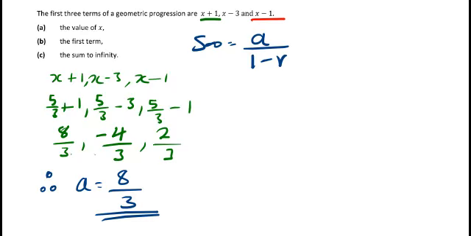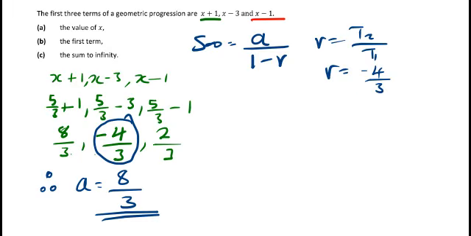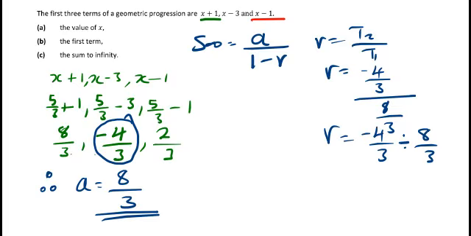So you first need to find the common ratio, which is equal to t2 over t1. The common ratio will be, now you get your t2 to be negative 4 over 3. You divide this by our t1, which is 8 over 3 there. So your common ratio, negative 4 over 3, you divide this by 8 over 3. You just write all of this in a different form.